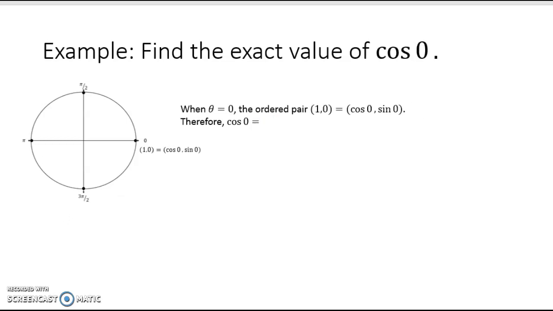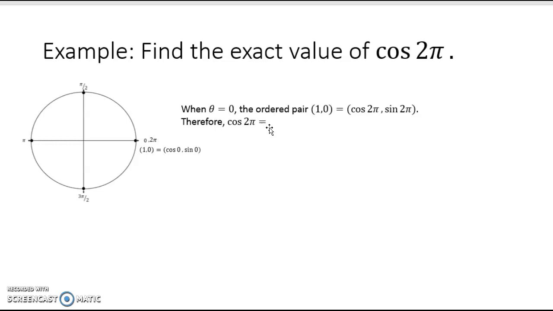Okay, cosine of 0. So we're right here. That ordered pair is 1, 0. I need the first number since I'm looking for cosine of 0. So my final answer there is 1. Same thing, now I'm looking for sine of 0. I need the second number. So sine of 0 is 0.